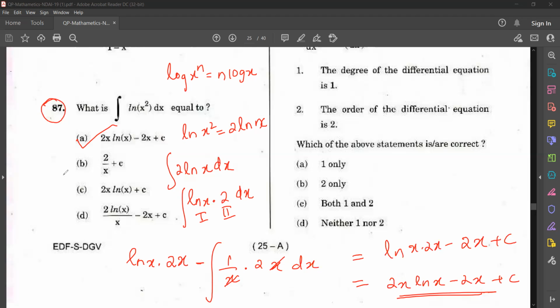Okay, so remember, whenever you see logarithm, if no other way is possible, you go for integration by parts. Usually substitution and all may not be possible in the case of logarithmic function. So in that case, you have to go for integration by parts.